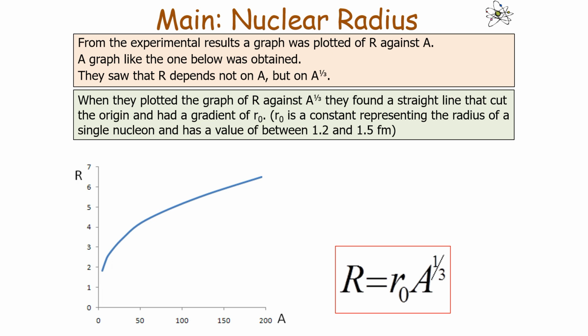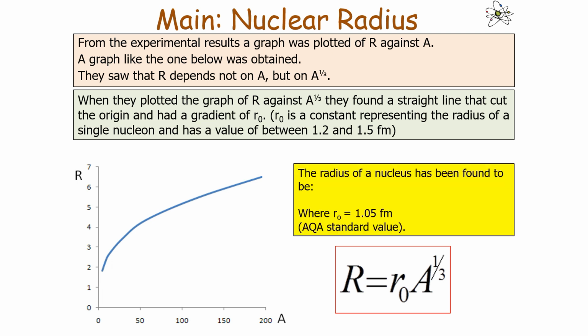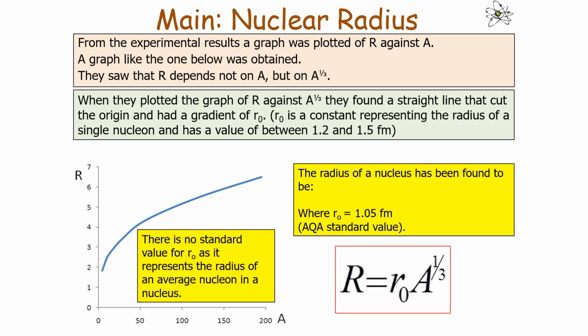nucleus. So the radius of a nucleus has been found to be that particular equation where we can say for AQA examinations our standard value for R0 is 1.05 femtometers, where we say a femtometer is 10 to the minus 15 meters. Now it's also important to note that there's no standard value for R0 as it represents the radius of an average nucleon in a nucleus.